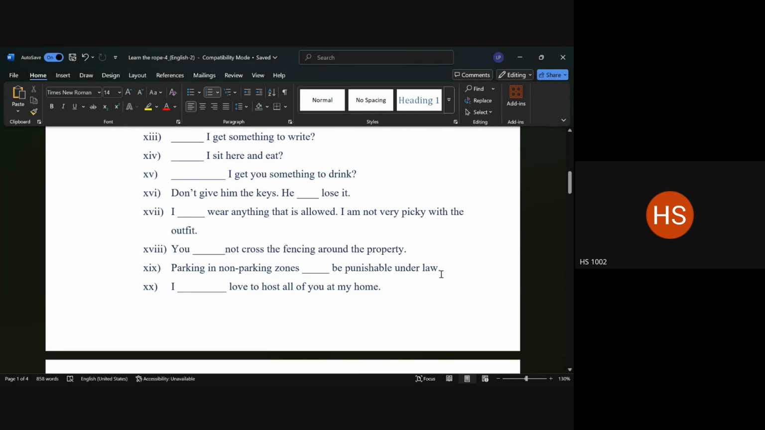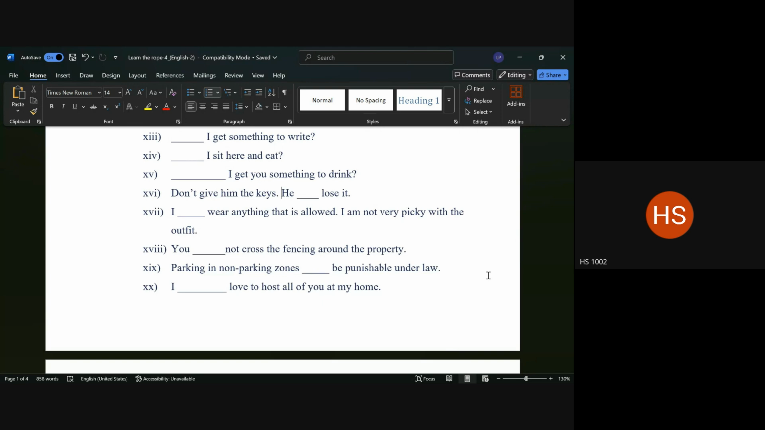Then the next one: you dash not cross the fencing around the property. Should. Not do not. Must not. Do not is not a modal verb. You should not cross the fencing around the property. Yes, nice. And you must not. Must not, indicating a stronger necessary obligation, should not more like an advice, right?